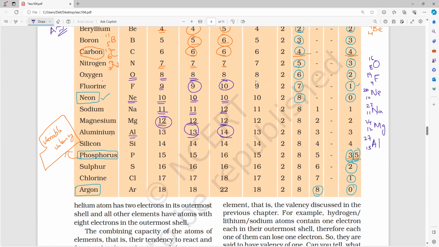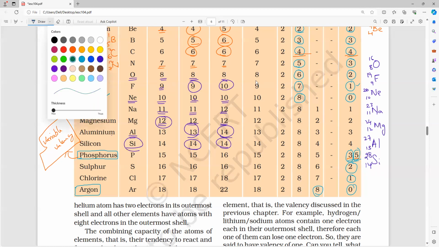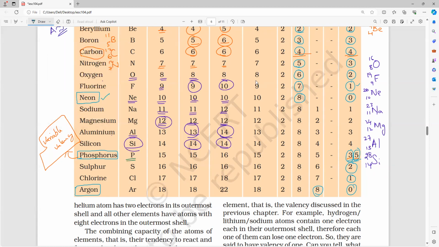Very good. Learn. Silicon, atomic number is 14. Atomic mass is 14 plus 14, that is 28. Next, phosphorus, atomic number is 15. Atomic mass is 15 plus 16, that is 31. Next, sulfur, atomic number is 16, 16 and 16, that is 32.